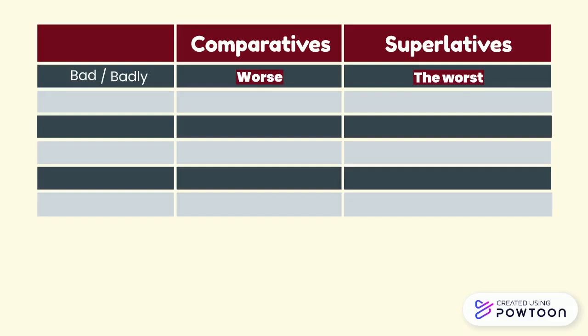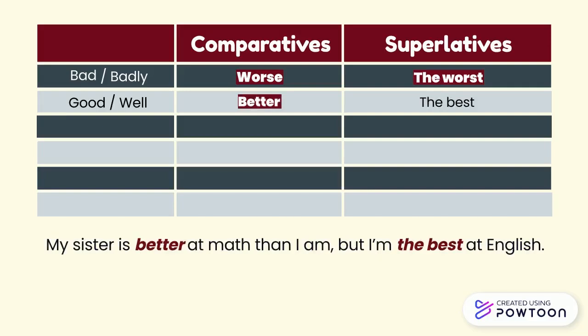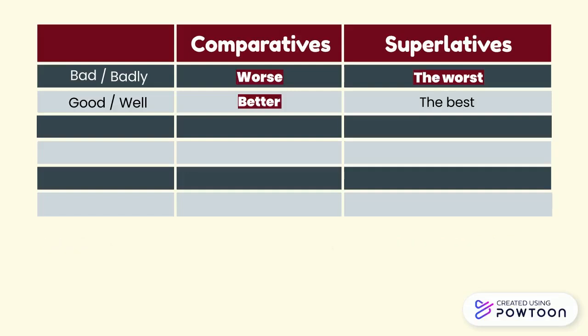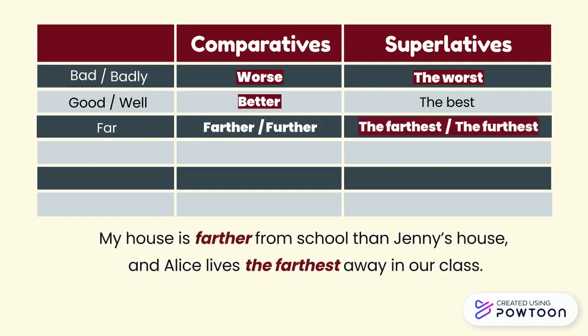Let's move on to the adjective good and the adverb well, which are the opposite of bad and badly. The comparative for good and well is better, and the superlative is the best. You could say, my sister is better at math than I am, but I am the best at English. Next up, let's look at the adjective far, which describes distance. The comparative form is farther or further, and the superlative form is the farthest or the furthest. For example, my house is farther from school than Jenny's house, and Alice lives the farthest away in our class.